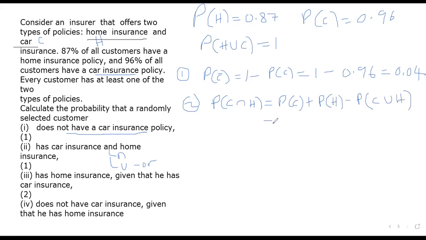All right. What is the probability of C? 0.96. What is the probability of H? 0.87. And what is the union? 1. So what do we get? 0.96 plus 0.87 minus 1, which is 0.83.